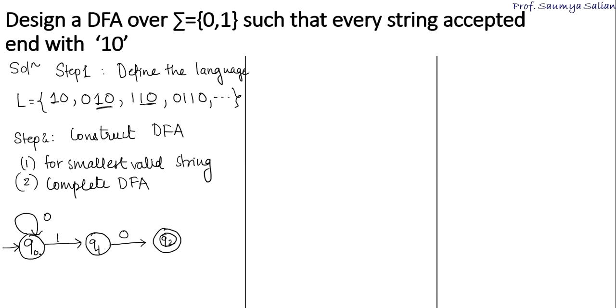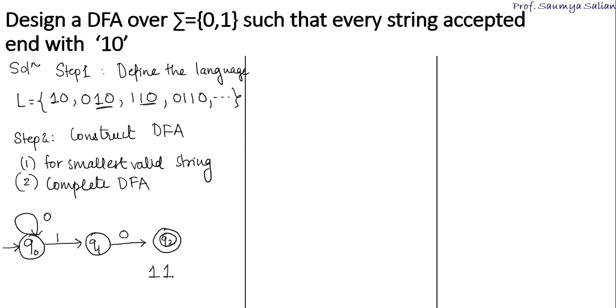So now Q0 has responded to input 0 as well as 1. Moving forward to state Q1. To reach Q1, I have to come across the input 1. Right? To reach Q1 from the initial state, I have this transition with input 1. Q1 has already responded to input 0.